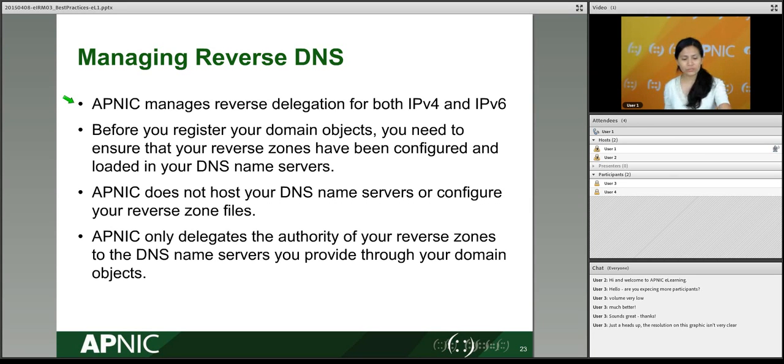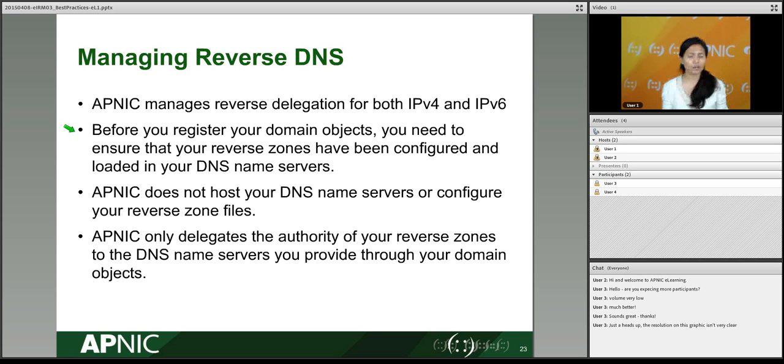Now, before you register your domain objects, please make sure that your reverse zones have been configured and loaded in your DNS name servers. So basically, let's just say, for example, that you have an IPv4 block for 202.106.100/24. So I'm just making that up. So you probably have that /24 block. So I said APNIC automatically delegates that to you, right? Let's just say that you have a /20 block, and then delegation for that is actually done per /24.